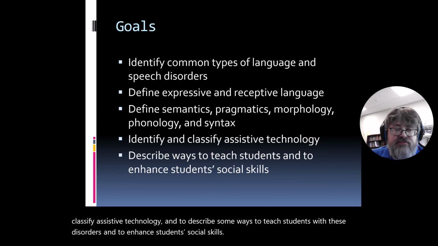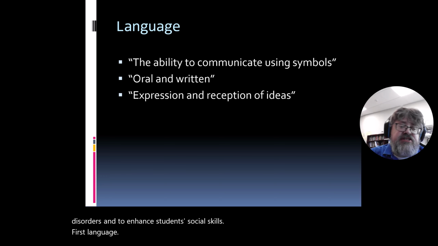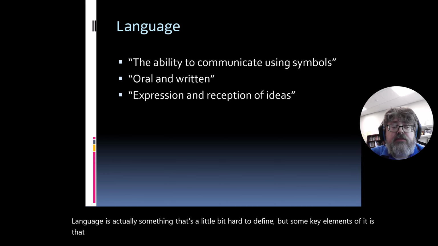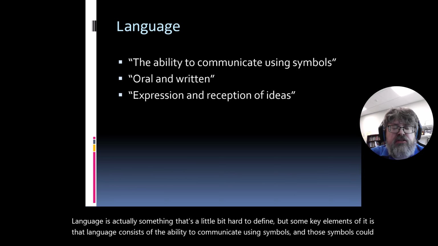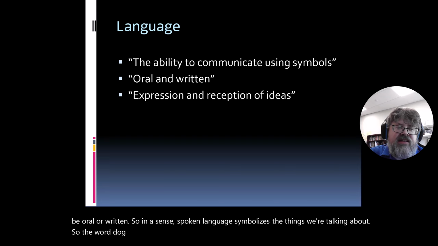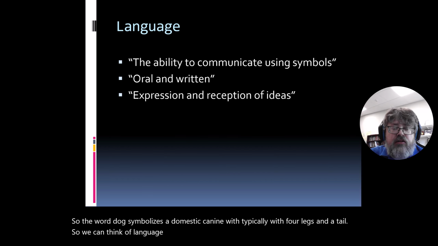First, language. Language is actually something that's a little bit hard to define, but some key elements of it is that language consists of the ability to communicate using symbols, and those symbols could be oral or written. So, in a sense, spoken language symbolizes the things we're talking about. So the word dog symbolizes a domesticated canine, typically with four legs and a tail. So we can think of language as dog, or hund in Swedish, or perro in Spanish.